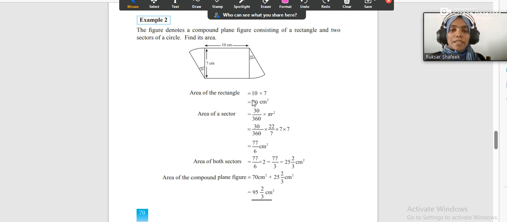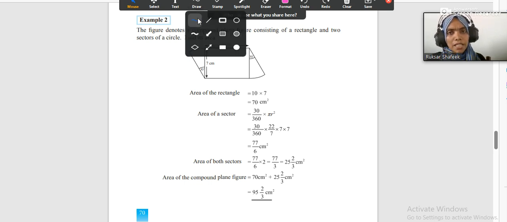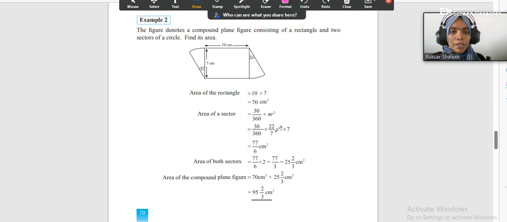So 10 times 7 is 70, and finding the area of a sector, that's 30 over 360 pi r squared. So 22 over 7 times 7 times 7. So 7 and 7 can be cancelled off again. 0 and 0 we can divide. 3 and 36 we can divide. So 3 times 1 and 3 times 12.